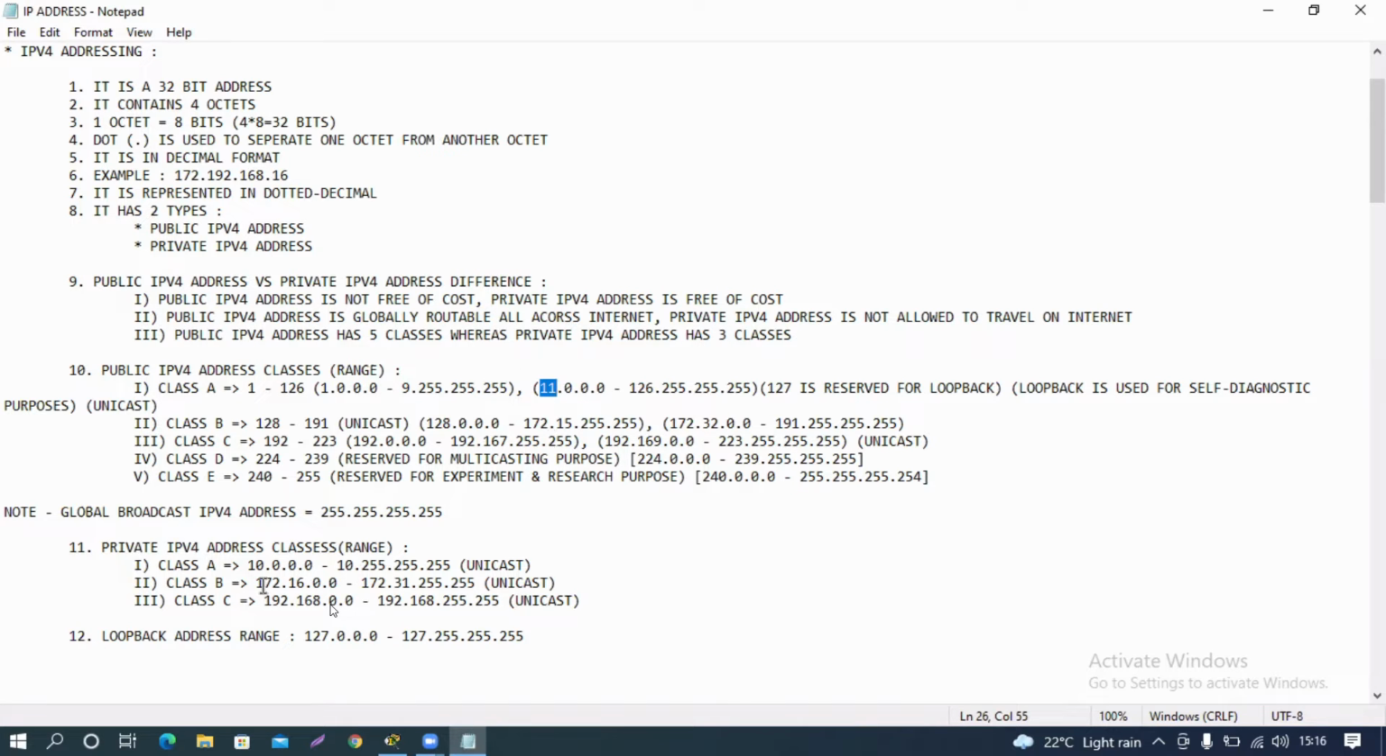Why is this 10 missing? Because it is coming in private. Private is what? Free of cost, right? And all these addresses are what? Public. Chargeable or not chargeable? Chargeable, paid.